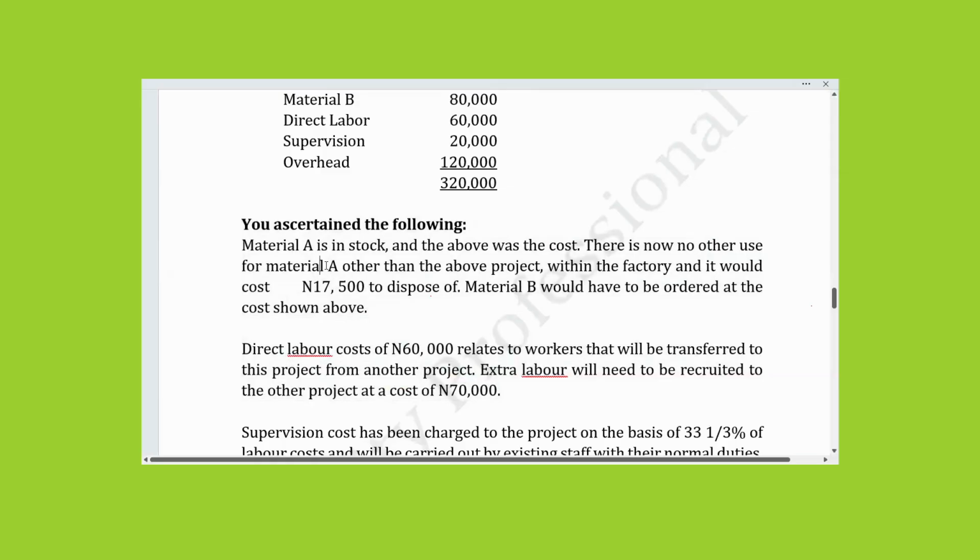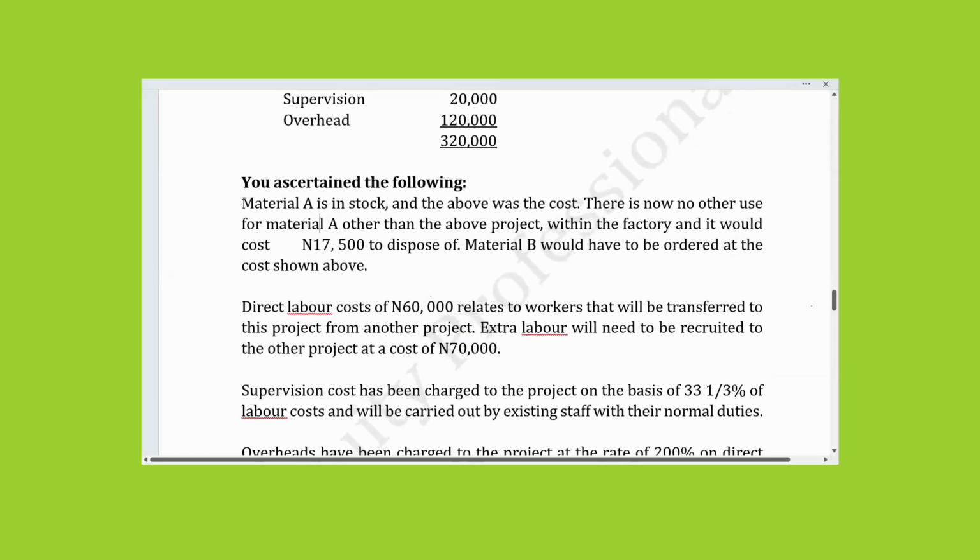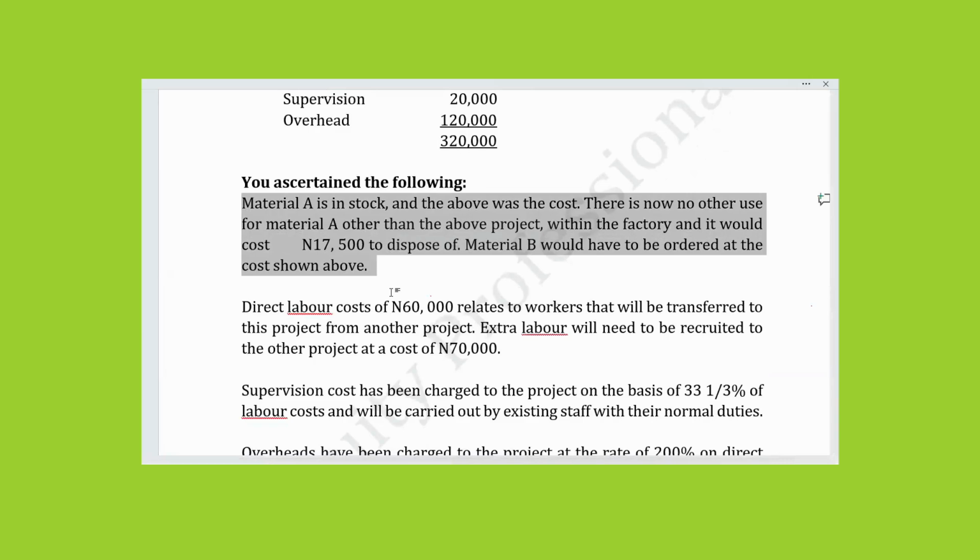So we started with material A. In this particular paragraph, we have material A and material B. We ignore 40,000 naira for material A. We use 80,000 naira for material B. The disposal value of 17,500 naira, we also consider it. So you have to summarize your assumption in that regard. So how did you treat that paragraph? That's what we want to do.